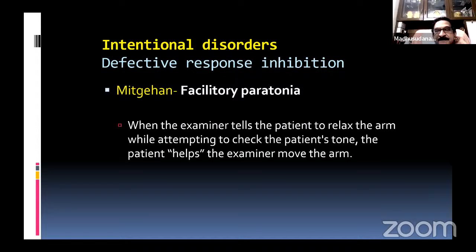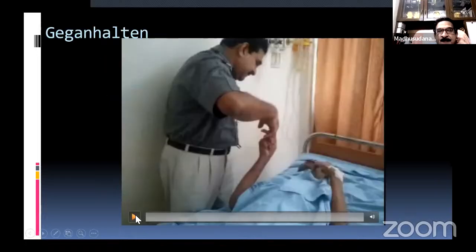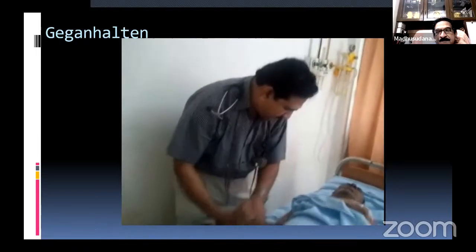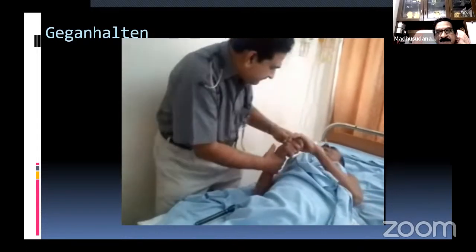So when the examiner tells the patient to relax the arm, when attempting to check the patient's tone, the patient helps the examiner to move the arm. That is facilitatory, opposite to Gegenhalten. Let us see this patient. Forget about the grasp part of it. See, I'm touching. See, he's put extra effort. I have to put real effort to break it.